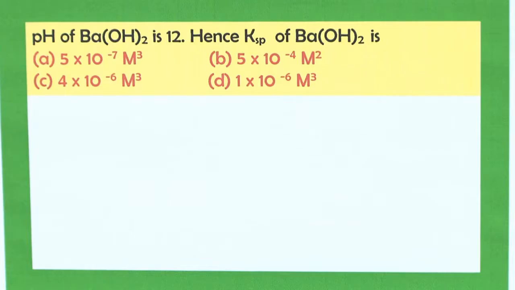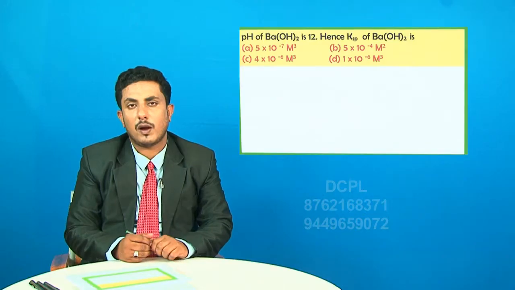The next question is: pH of barium hydroxide is 12. Hence Ksp of barium hydroxide is option A 5 into 10 to the power minus 7, option B 5 into 10 to the power minus 4, option C 4 into 10 to the power minus 6, and option D 1 into 10 to the power minus 6. So in this problem we need to calculate the Ksp for barium hydroxide.